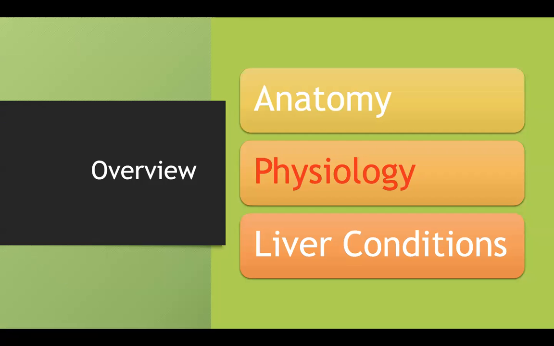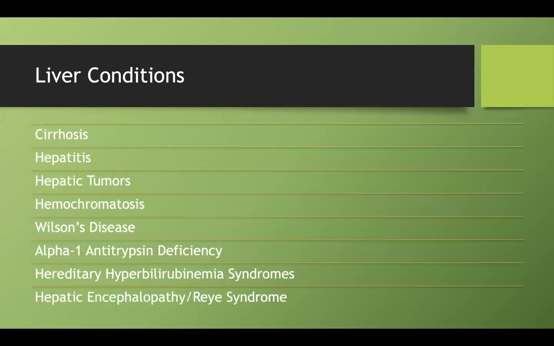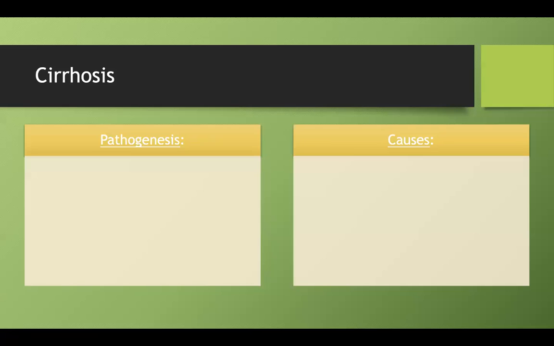So that covers the liver function tests and the entire physiology section. Now we're going to go to the liver condition section. The first one I wanted to talk about is cirrhosis because I think it ties in so well to the physiology we just talked about before.